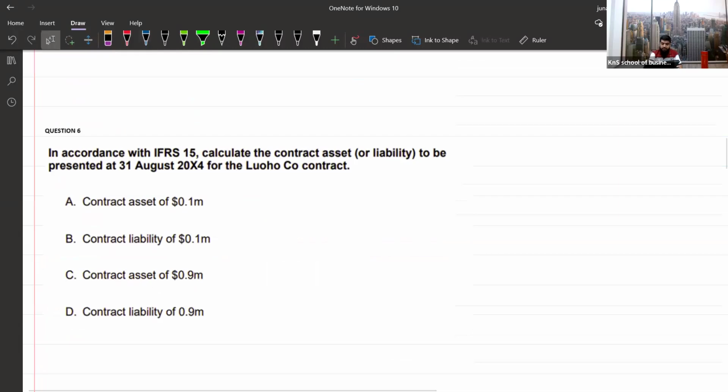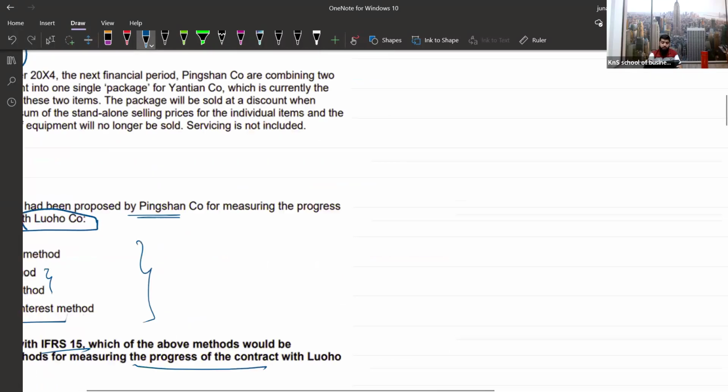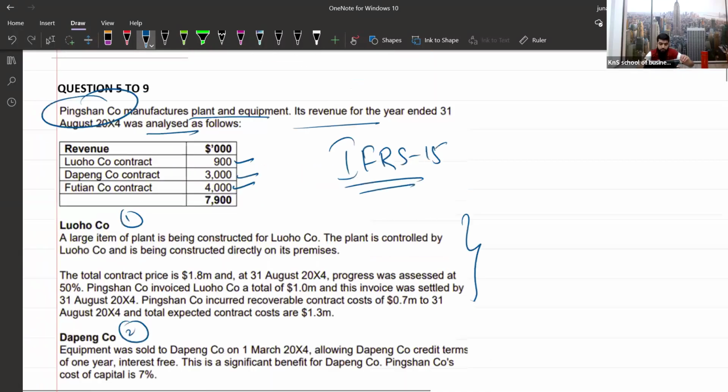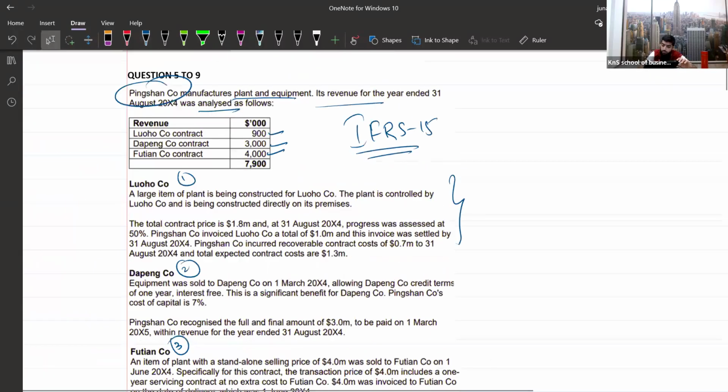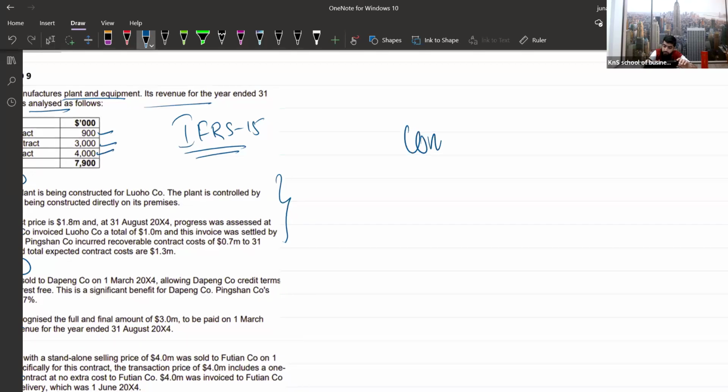Now question number 6. Here it says to calculate the contract asset or the liability related to the Loho Company contract. Okay, the contract that you are studying. So the same contract asset or liability will be calculated. So let's try to calculate the contract asset or liability. Before we move on to calculate it, first write down the formula for this one.